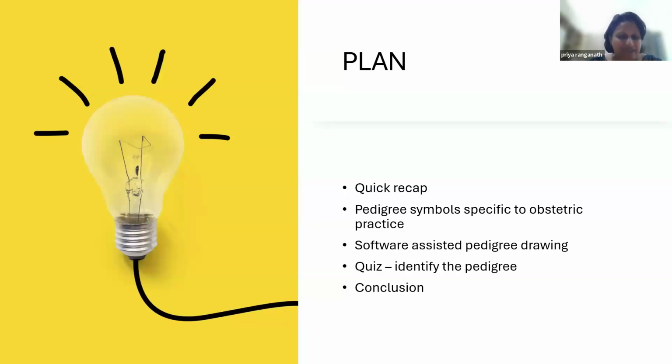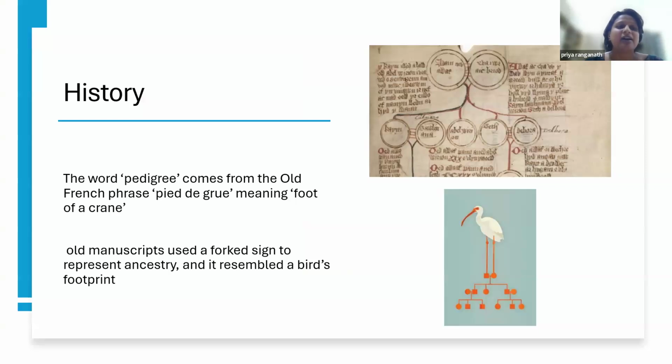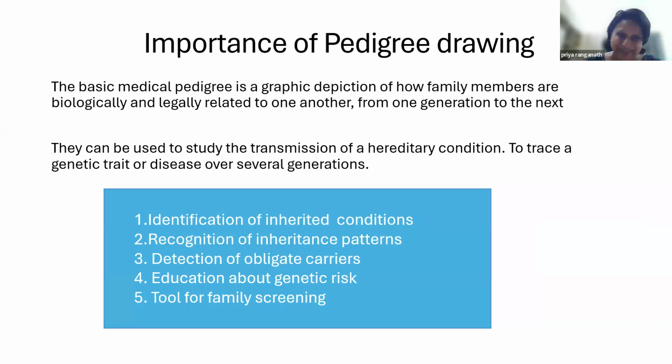So the plan is to do a quick recap, cover some pedigree symbols which are specific to obstetrics, and do software assisted pedigree drawing. I'll give you 3 particular softwares, and I'll show you which one is easiest. Then we do some quizzes if we have time, and then a conclusion. This is something we already know, the history of where the pedigree comes from. It looks like the crane foot. I thought it'd be wonderful to show diagrams of the crane foot and how they imagined the pedigree through it.